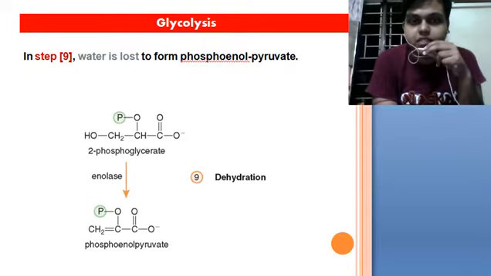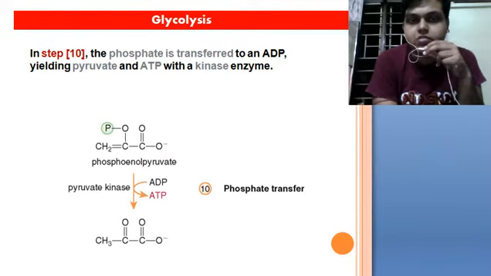Now in step 9, water is lost, that is a dehydration reaction, and then finally phosphoenolpyruvate is synthesized. 2-phosphoglycerate in the presence of enolase enzyme is converted to phosphoenolpyruvate. So at last, phosphoenolpyruvate in the presence of pyruvate kinase transfers the phosphate moiety and is converted to pyruvate along with the production of ATP.